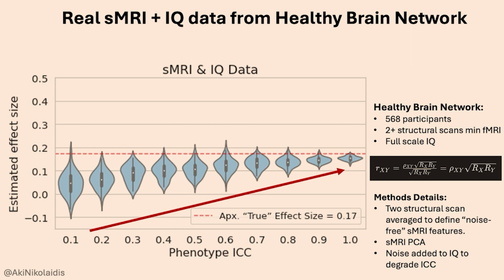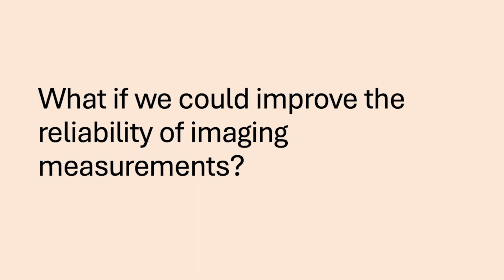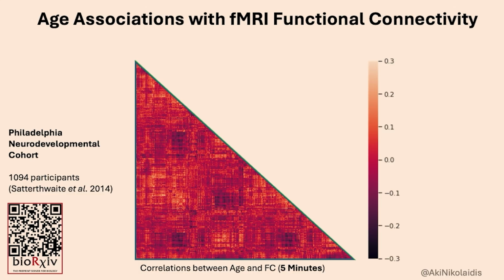So what could we do if we actually improved the reliability of our data? What would this look like? Well, in imaging, we have a pretty good handle on how to improve the reliability of our data. We've been talking about this for a long time: get more data. So taking a look at the Philadelphia Neurodevelopmental Cohort, for example, and the colors don't come out quite as nice, but basically what you can see here is a connectivity matrix of the Schaefer parcellation from 1,000 participants from the PNC, looking at correlations between the functional connectome and age, for 5 minutes of functional connectivity data.